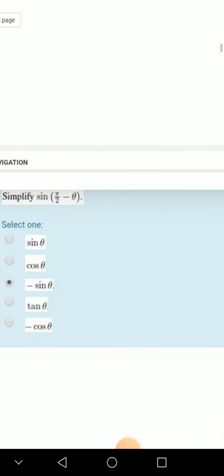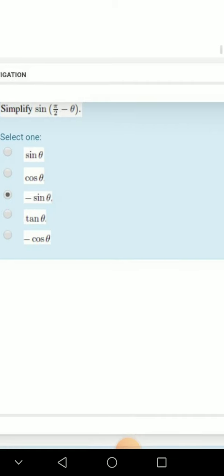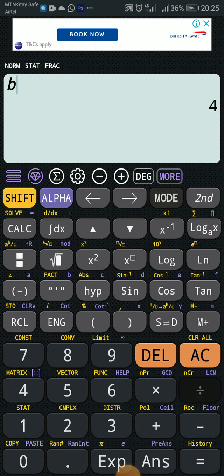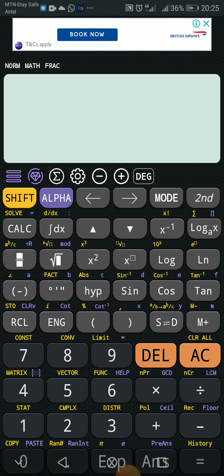They said we should simplify sine pi over 2 minus theta. Now this is what you do. Let me take my calculator out from that mode. Sine pi over 2 minus theta, right? So this is what I will do. Have sine. First of all, please let our calculator be in radians mode, because pi over 2 is in radians.